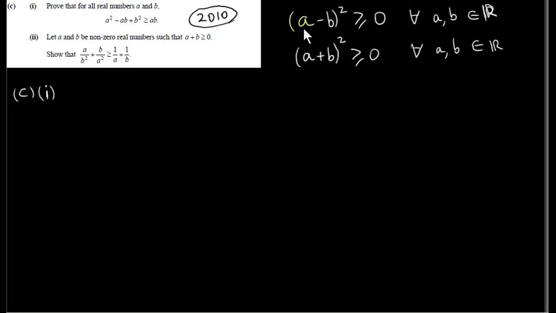Two very important inequalities that I will use in this video are the following. (a − b)² ≥ 0 for all real numbers a and b, and (a + b)² ≥ 0 for all real numbers a and b. Now the reason that's true is because if you square anything, it's going to be non-negative. So these are well worth remembering.